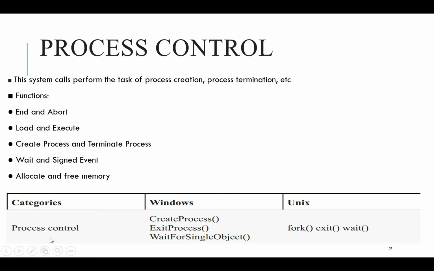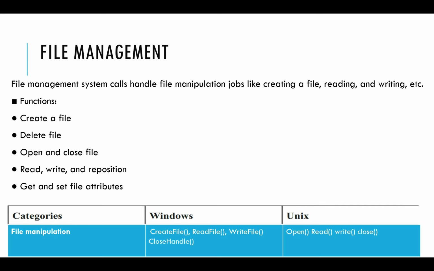So process control in Windows is provided by system calls like the create process system call, exit process system call, and wait for single object system call. And in Unix, we have the fork system call, which is used for creating a child process, the exit system call, and the wait system call.